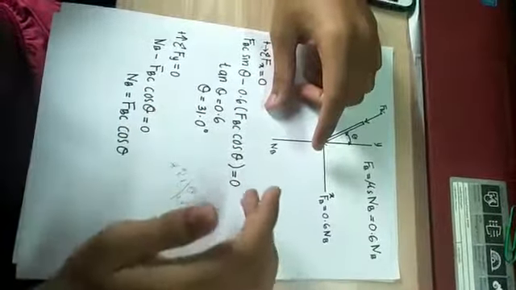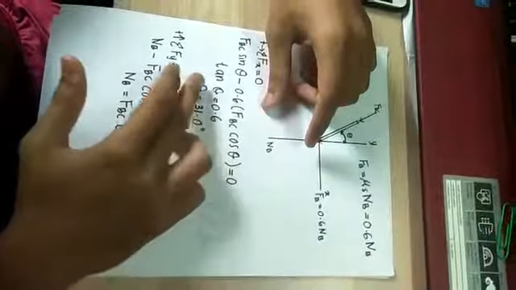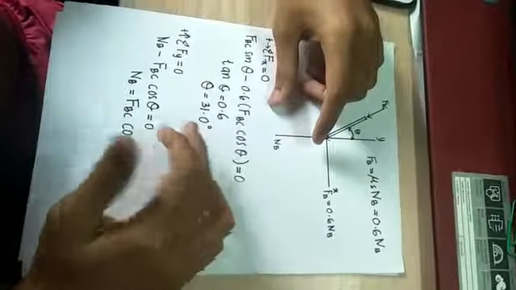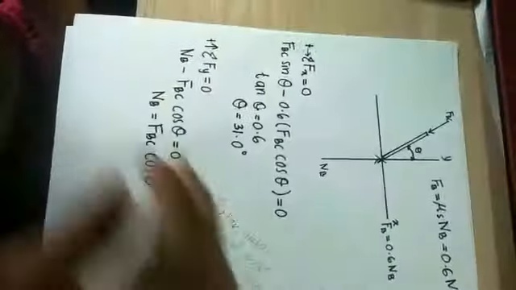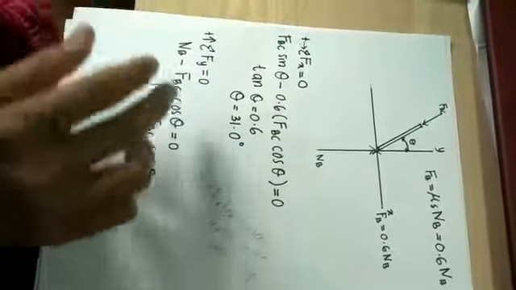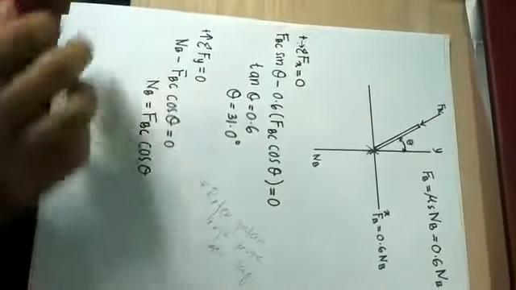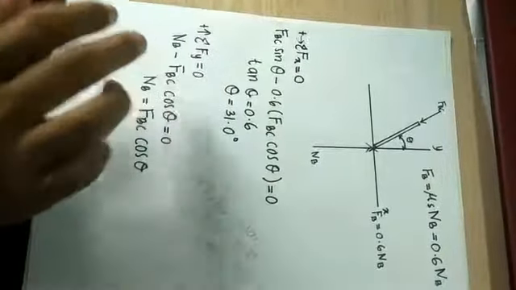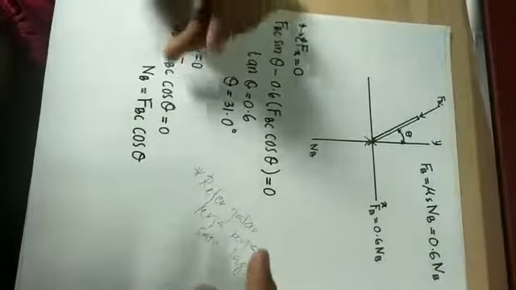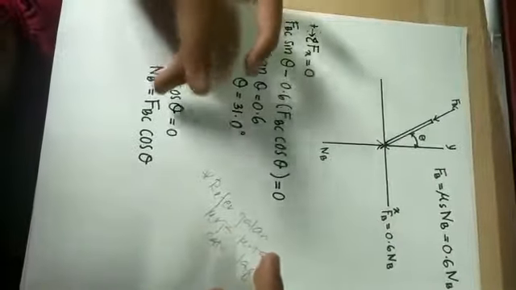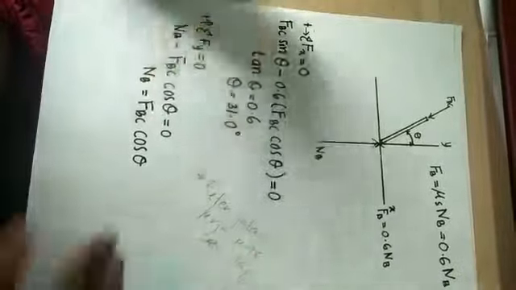FBC cos theta minus N equal to 0. Tan theta equal to 0.6. So we know theta is 31.0 degrees. So summation of Fy equal to 0, NB minus FBC cos theta equal to 0. So we know NB equal to FBC cos theta.